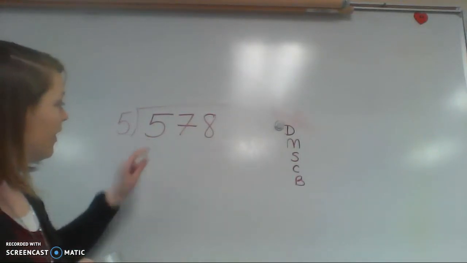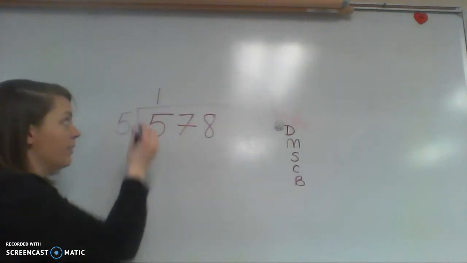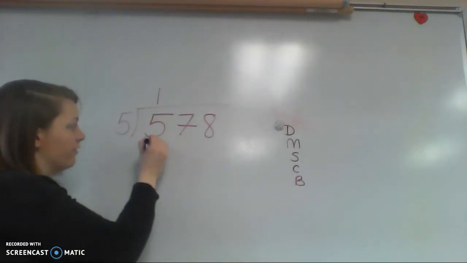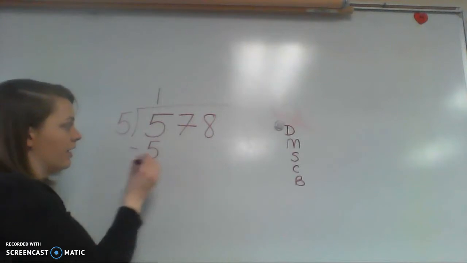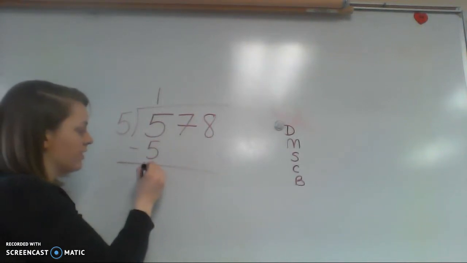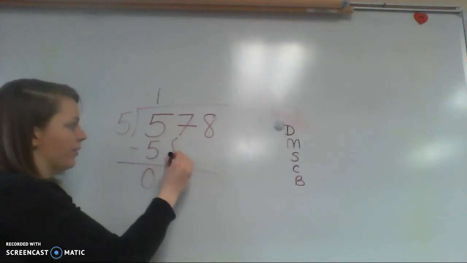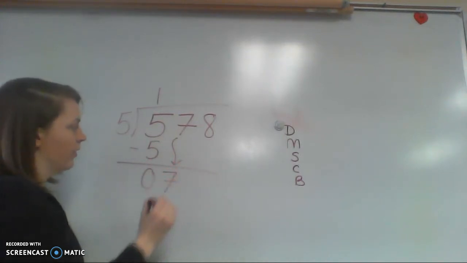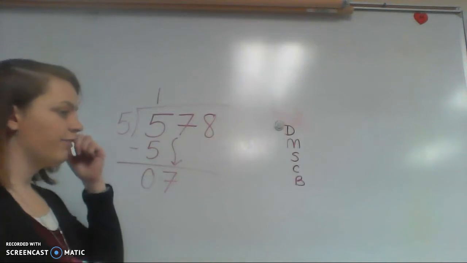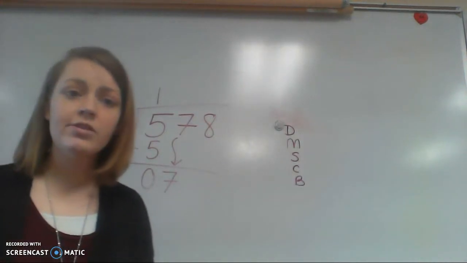Here we go. 5 will go into 5 one time. 1 times 5 is 5. Okay, now my next step is to subtract and get 0. Check. Bring down my 7. Okay, 7 divided by 5. You say, wait, I can't do that, Miss Cruz.